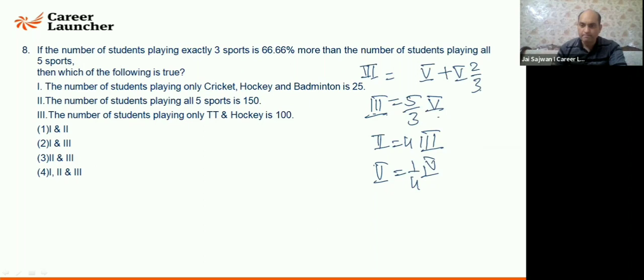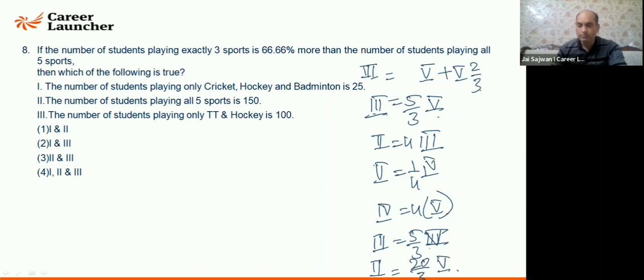So I will say the 4th is 4 times of 5 games. The third is already given, 5 by 3 of 5 games. The second will be equal to 4 times of the third, that is 20 by 3 of 5 games. So people who play 2 games, 3 games, 4 games, 5 games, that is 2000.